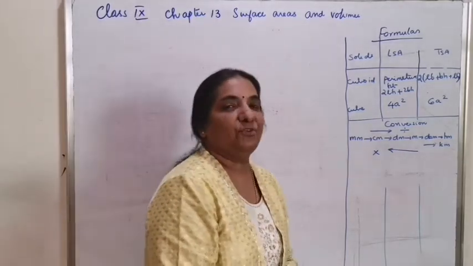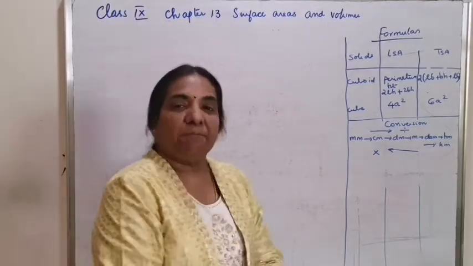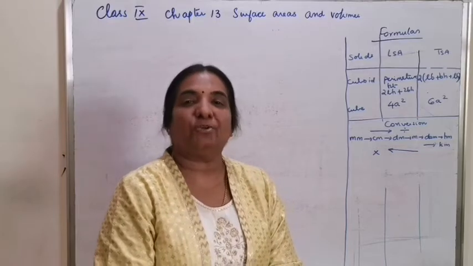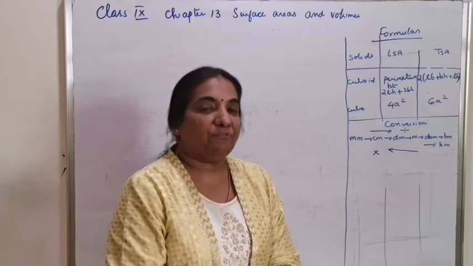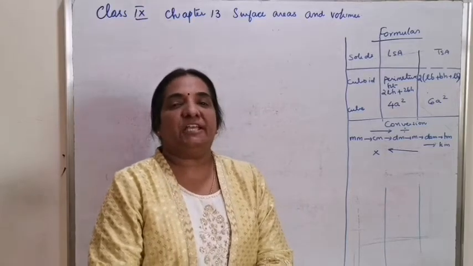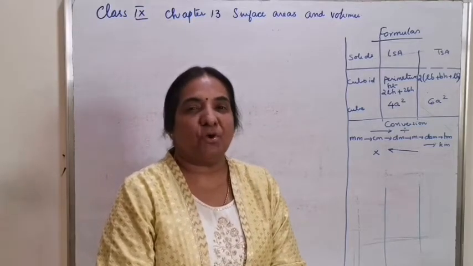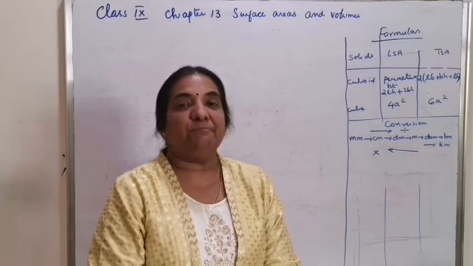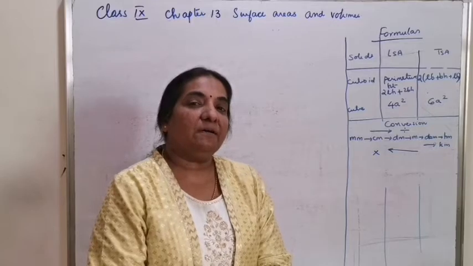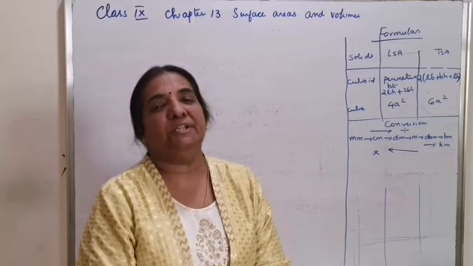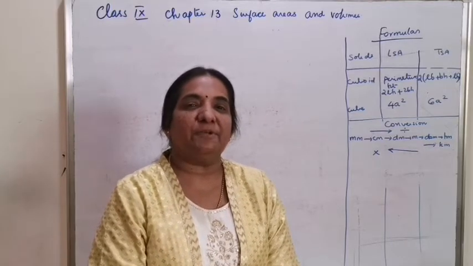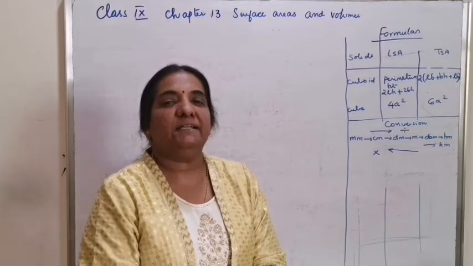Again, let's review the conversion table. Millimeter, centimeter, decimeter, meter, decameter, hectometer, kilometer. Moving from smaller units to bigger units, divide by 10, 100, 1000 and so on as per the number of places you are shifting. Whereas moving from higher units to a smaller unit, multiply by 10, 100, 1000 etc. as per the number of steps you are taking in the table.